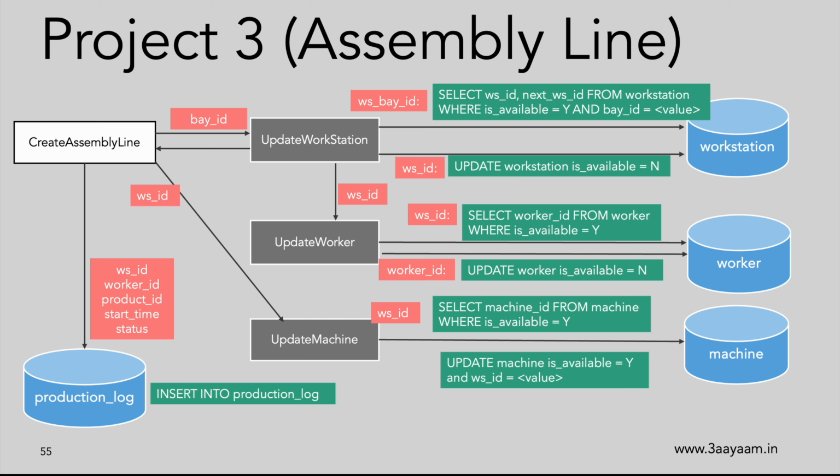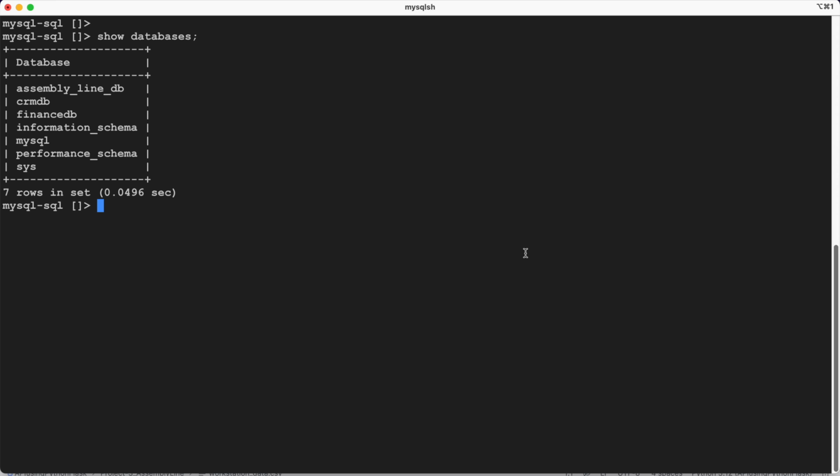Your approach can be completely different. You can start from anywhere you want. You can start from update workstation, then update worker, then work through update machine and then assembly line. Or you can start from the first API, which is create assembly line. And as you already know, I'll be calling this create assembly line API using the Postman tool. Let's look at the data first.